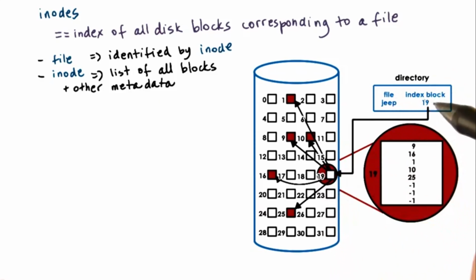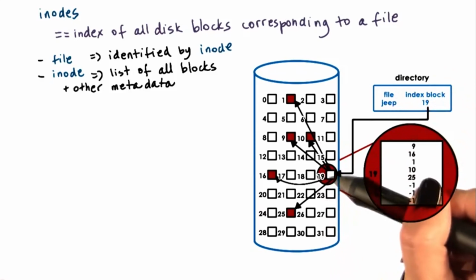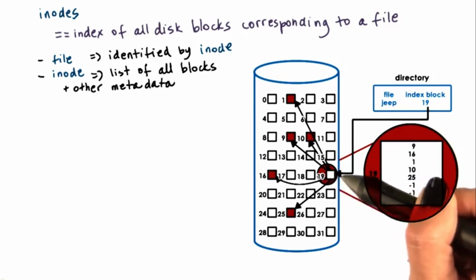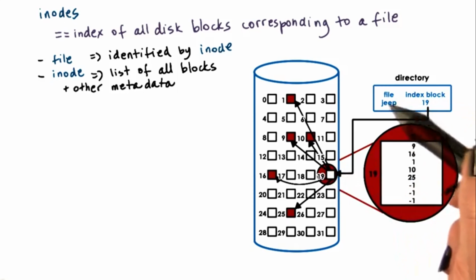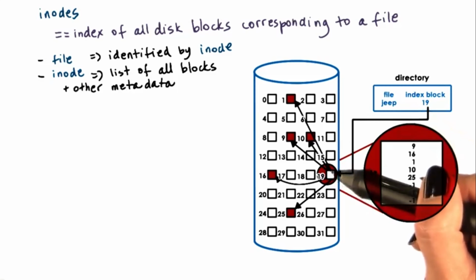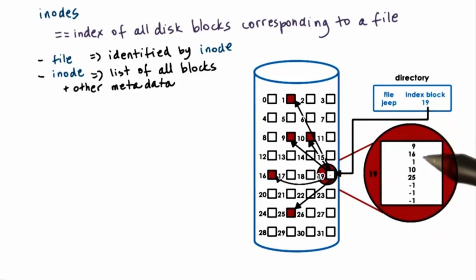A file name is mapped to a single inode, and an inode, let's say here that it corresponds to a block. So the file Jeep points to the block 19, that is the inode for this particular file. The contents of this inode block are all of the other blocks that constitute the contents of the file. If we look here, we see that this file has 5 blocks allocated to it.